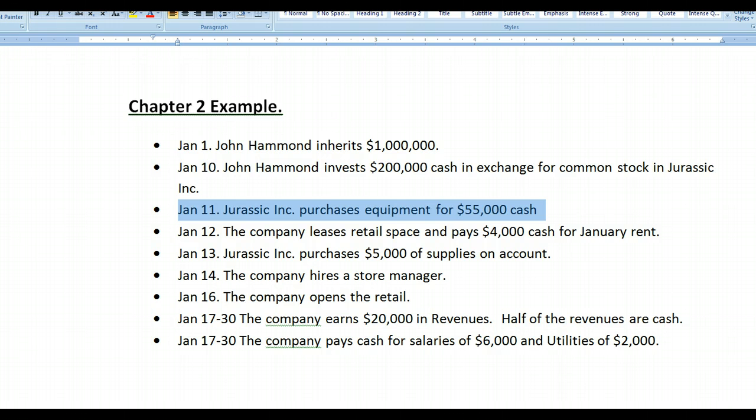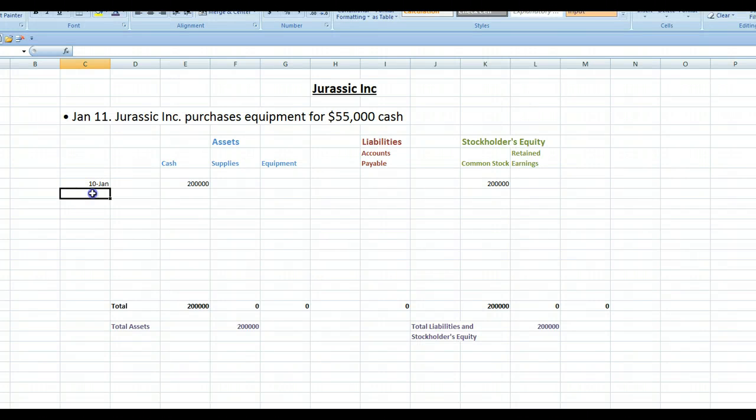Let's go back to the list of transactions. On January 11th, Jurassic Inc. purchases equipment for $55,000 cash. We said that that too was a transaction, so let's go and look and see how that affected our accounting equation. The date was January 11th. We're going to say 2013. We purchased equipment for $55,000 cash.